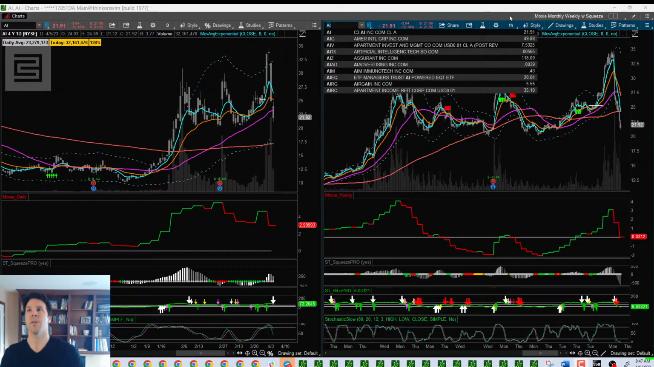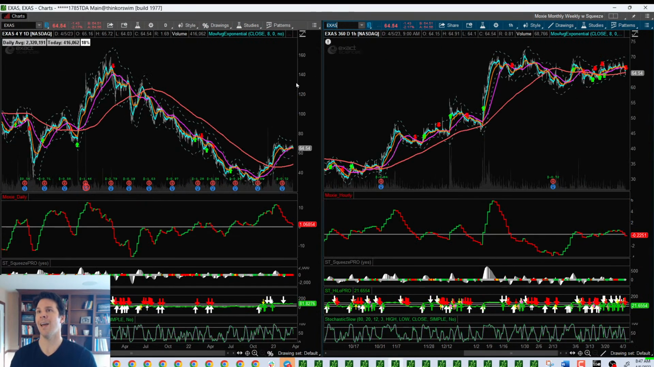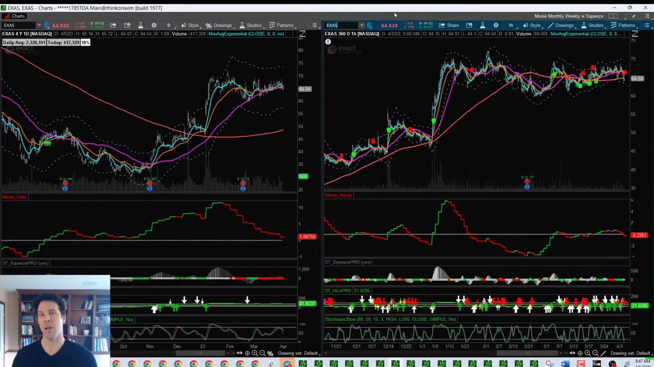Then I also see some names that are up, but they are going sideways. EXAS is one that kind of comes to mind. Do we know if this is going to keep moving up, or is something going to falter? We don't quite have an idea yet. It's really just going sideways. And you can see it has been dealing with the daily 50 for several weeks, and it's just not quite doing something. And so I'm looking at stuff like that.